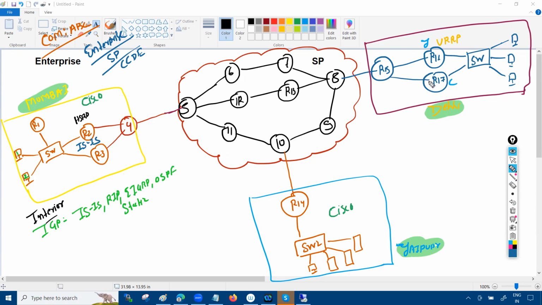Over here, again, we have different vendors. We cannot go with the EIGRP protocol. I'm going with OSPF now, between router 5, router 16, and router 17. How about this one right now? Either you can go with a default route, because this is a single-homed connectivity, or we can go with the BGP protocol.